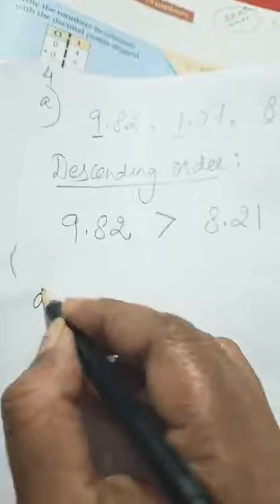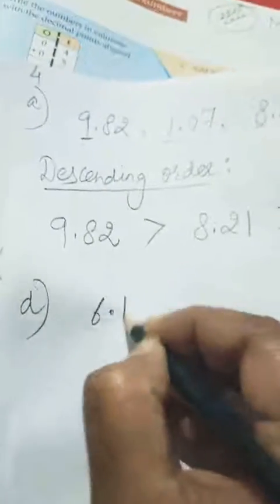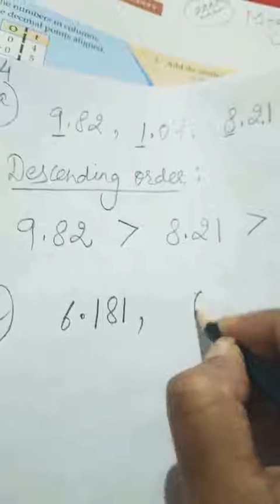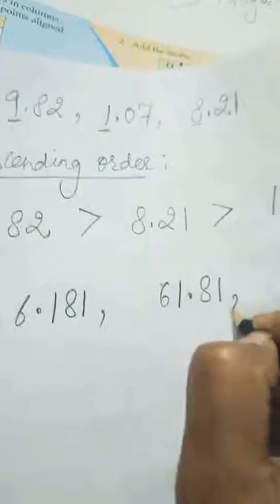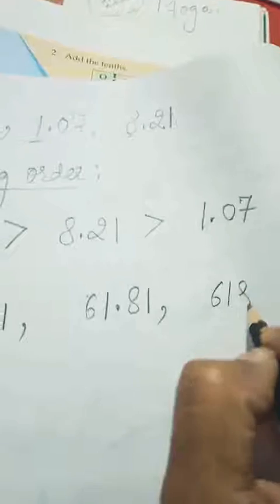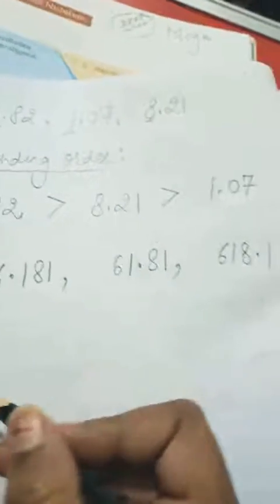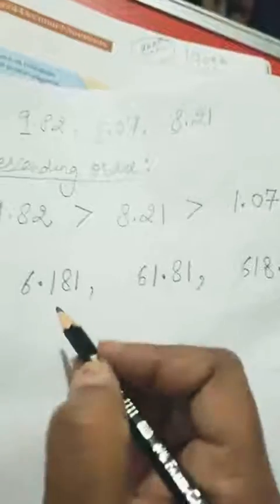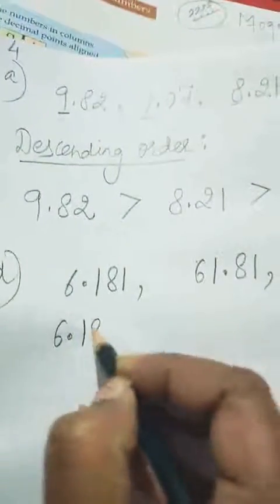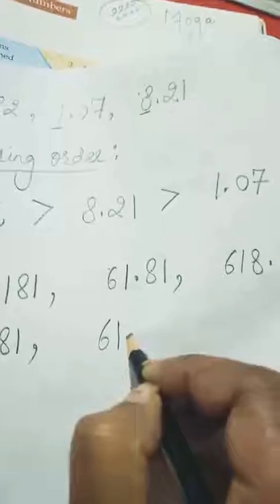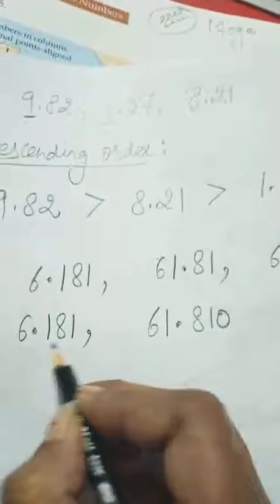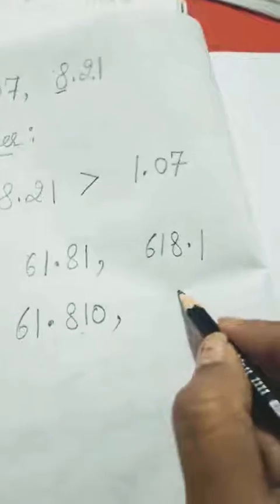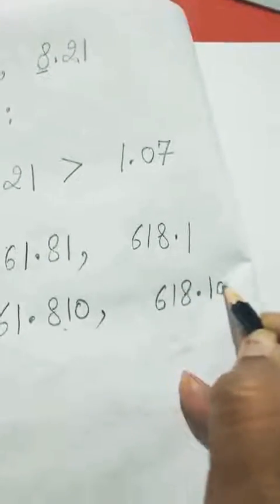Yes. Now let's move to sum number 4, part D. Yes, 6.181, then 61.81, then 618.1. So these are unlike decimals. We will convert these into like decimals. 6.181, after that 61.810, because after decimal 3 digits here, 3 here, then 618.100. Now these are the like decimals.